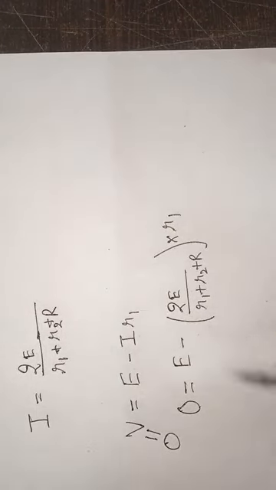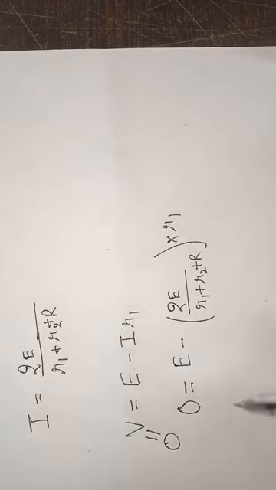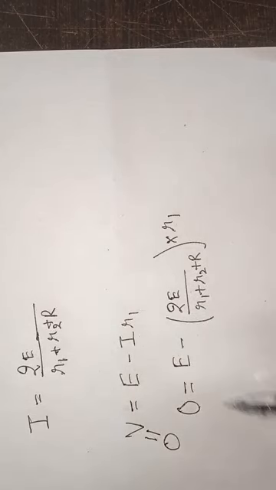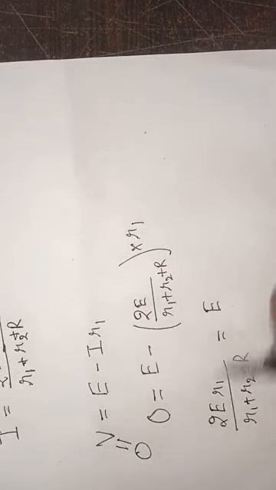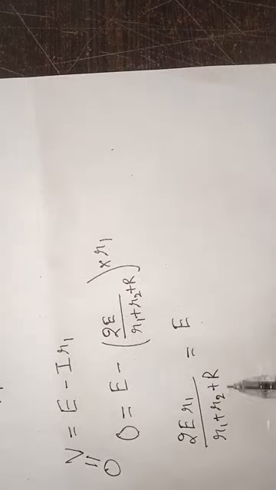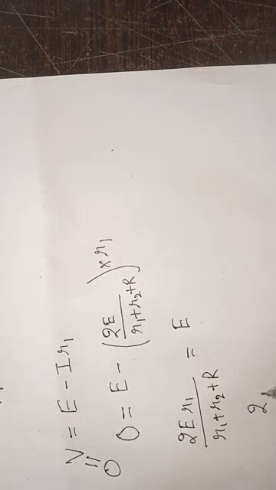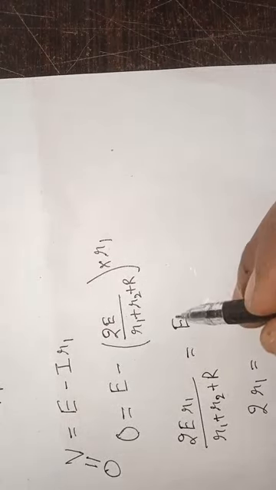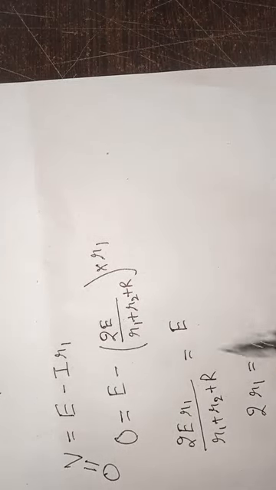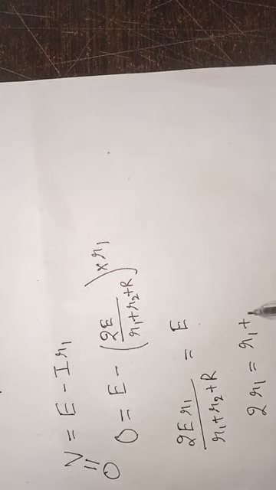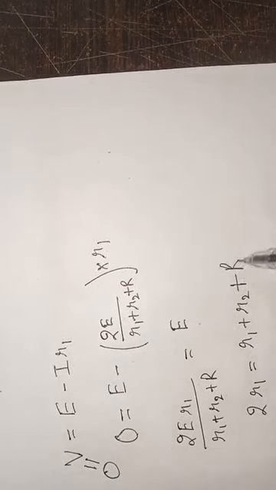After solving this, if we shift it to the other side, the negative sign will become positive. So 2E R1 upon R1 plus R2 plus R will become equal to E, and this E will cancel out with this. So we got 2R1, and after cancelling it will become 1, and this will get multiplied with this one. It will become R1 plus R2 plus R.